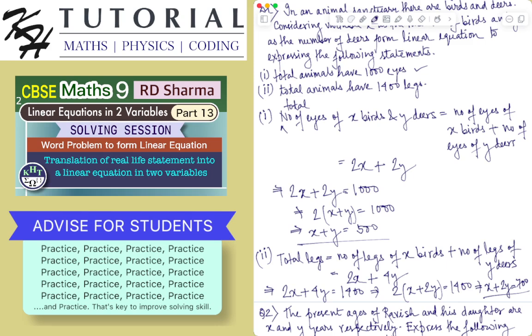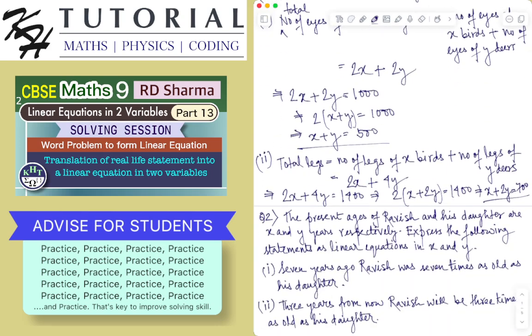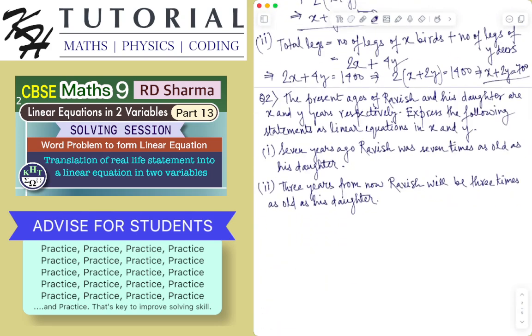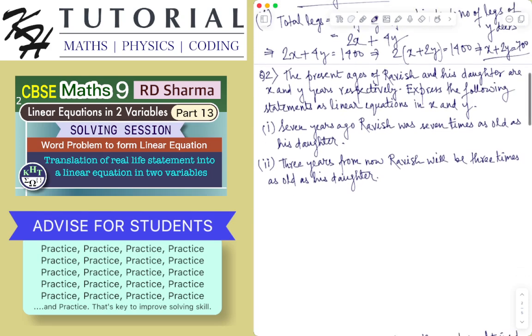Okay, so let's see the next problem. The present ages of Ravish and his daughter are x and y years respectively. Express the following statements as linear equations in x and y. The first statement says 7 years ago Ravish was 7 times as old as his daughter. The second statement says 3 years from now Ravish will be 3 times as old as his daughter.